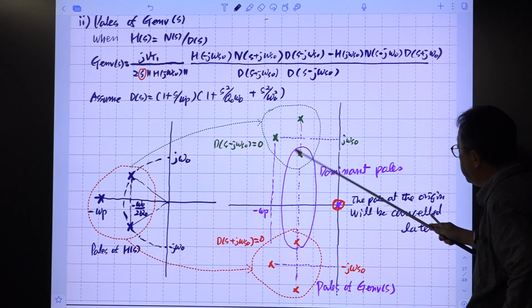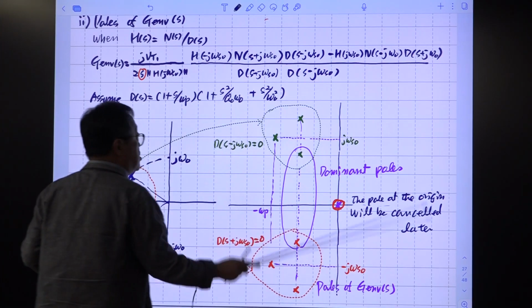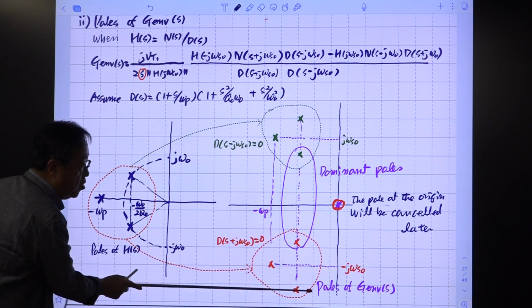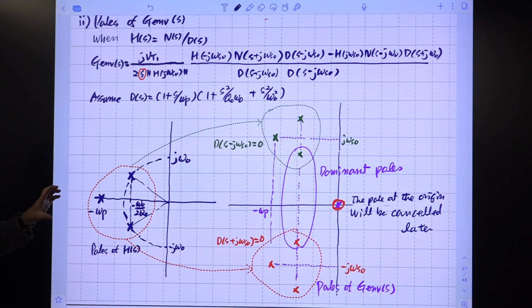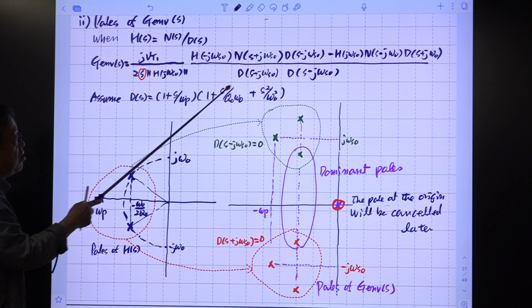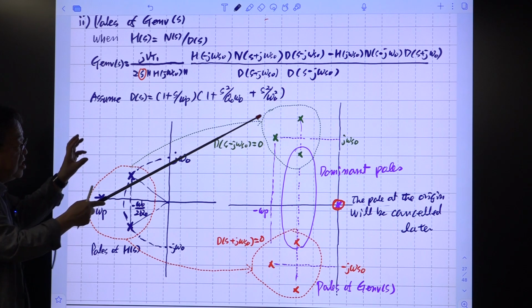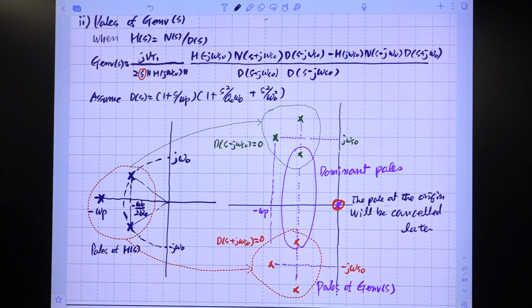So we have 1 pole here. We have another pole here. We have 6 poles, but we just ignore them. And we only consider these 2 poles as the dominant poles of this transfer function. Then you can construct a standard second order quadratic equation which has poles at these 2 points. Okay, so that is the next step.